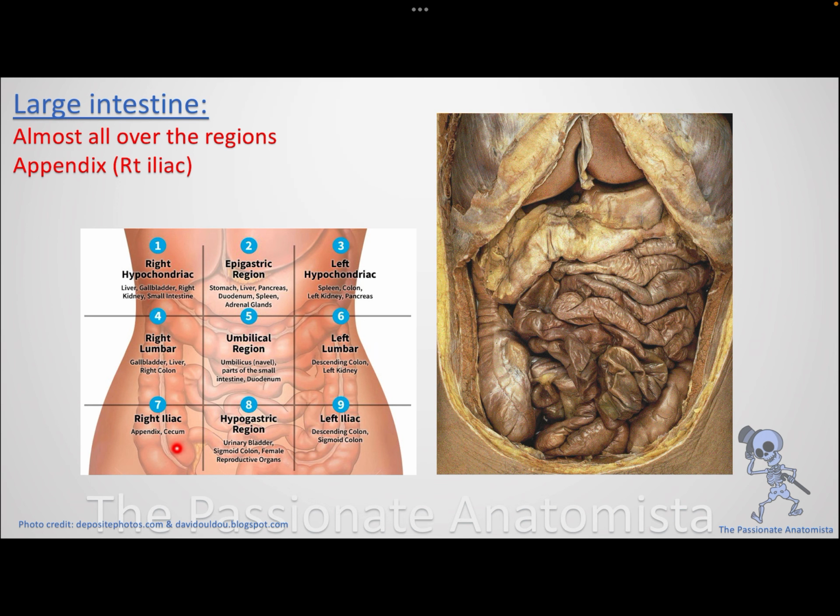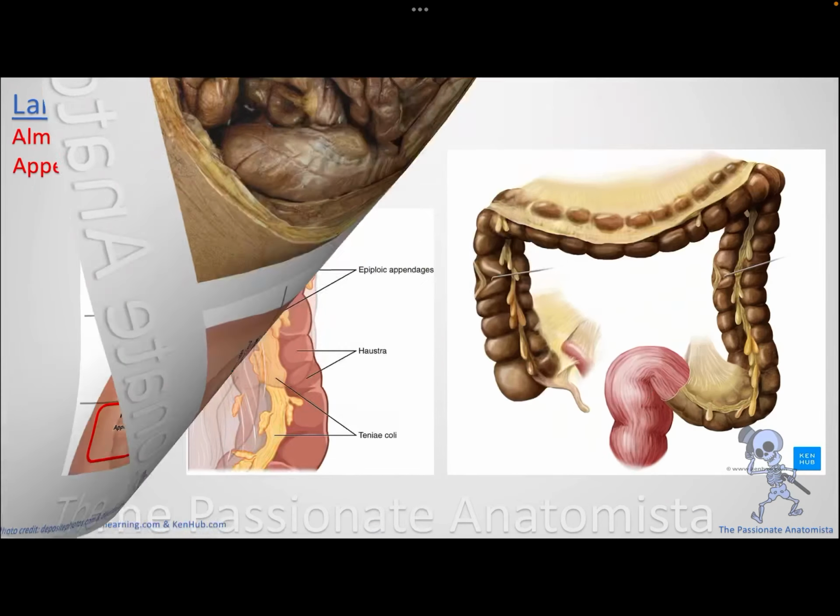But the most important thing you need to know is that the vermiform appendix lies in the right iliac fossa, and this is very important. This is the vermiform appendix here, hanging out from the cecum, and this is in the right iliac fossa because this is important in case of appendicitis.